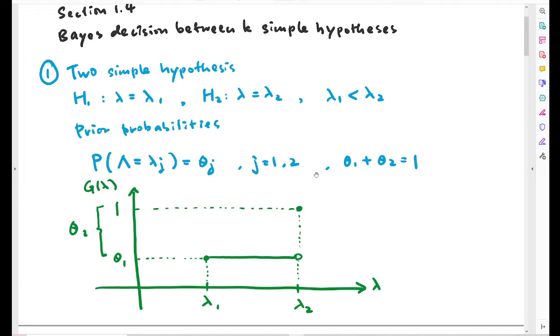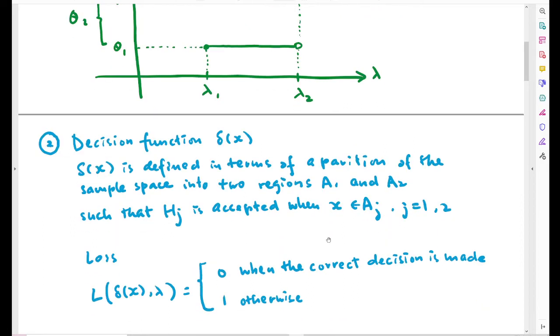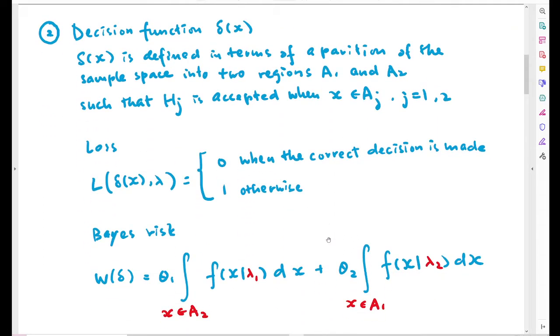Then here is a simple graph which illustrates the prior cumulative probability distribution. We see that there is a probability mass of theta 1 at the value of lambda 1. And then up to lambda 2, there is a jump to G of lambda equal to 1 at the value of lambda 2. This is a simple decision problem with two hypotheses, so the analysis will not be too difficult.